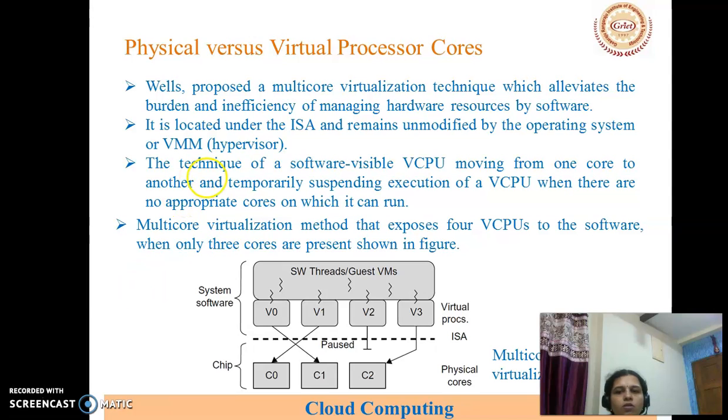This is a multi-core virtualization method. Here the physical cores are there, and the virtual processors are here. This is the ISA model, which we already learned. This is the implementation level of the virtualization. This is the system software, threads, and guest virtual machines. Software threads, or we can call them guest virtual machines. This is the system software. In this way, the physical and virtual processors are connected. In the middle, we have the instruction set architecture.